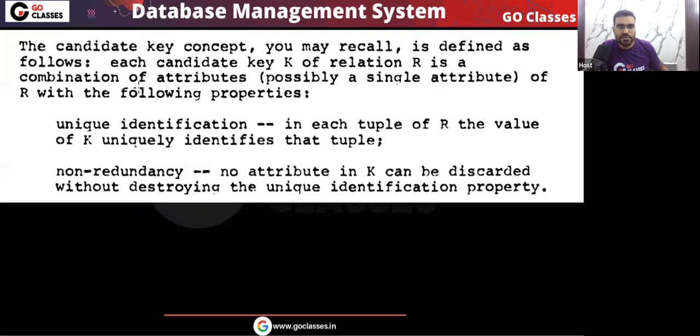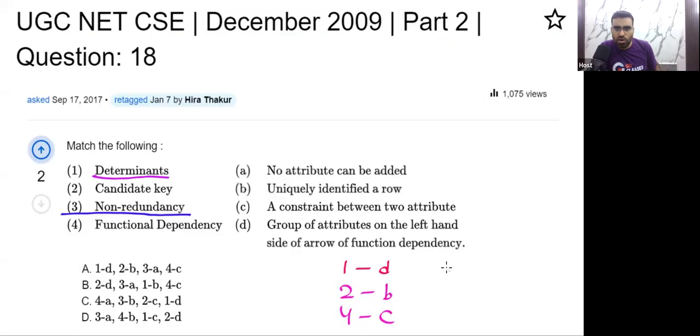So you can read this. Every candidate key has two properties. One is the uniqueness property, another is the non-redundancy property. Non-redundancy property means no attribute can be deleted. We cannot delete any attribute without destroying the uniqueness property. So finally I can say that this non-redundancy statement 3 will match with option A, non-redundancy, that simply means no attribute can be deleted.